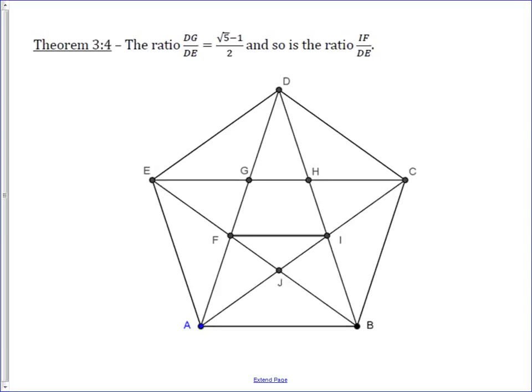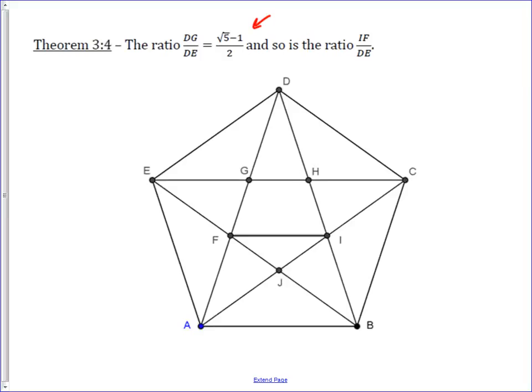Okay, so this is a regular pentagon. And what we're going to do with this regular pentagon is show that there are some really significant relationships that are easy to define inside the regular pentagon. And they turn out to be root 5 minus 1 over 2, which should remind you of the golden ratio if you've dealt with the golden ratio before.